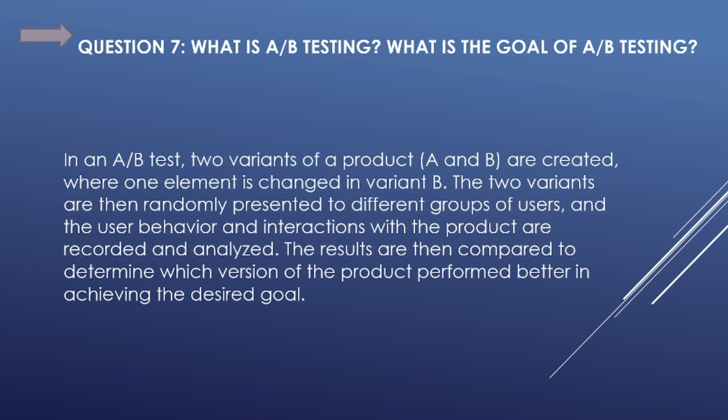In an A-B test, two variants of a product are created, where one element is changed in variant B. These two variants are then randomly presented to different groups of users, and the user behavior and interactions with the product are recorded and analyzed. The results are then compared to determine which version of the product performed better in achieving the desired goal.